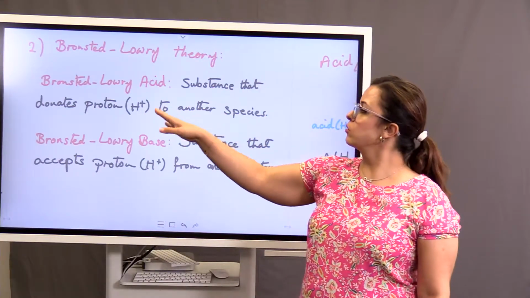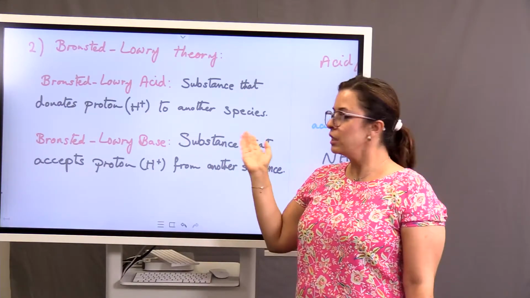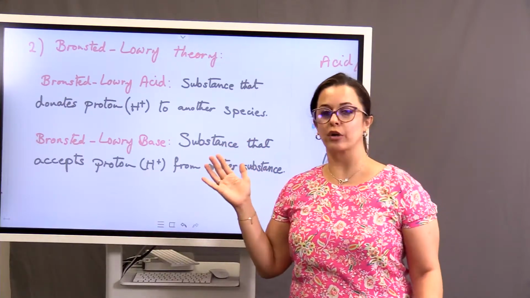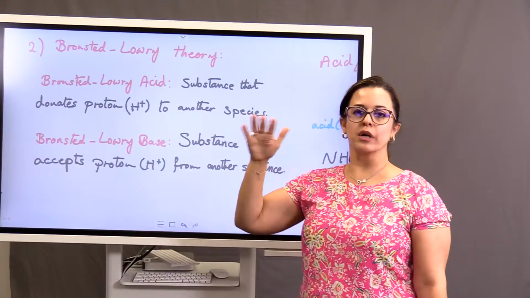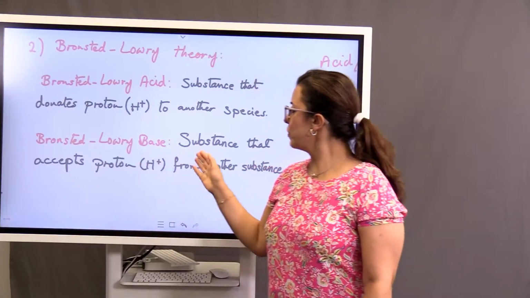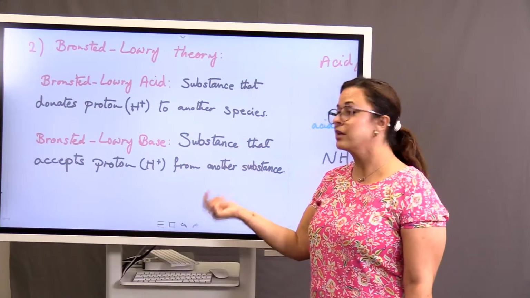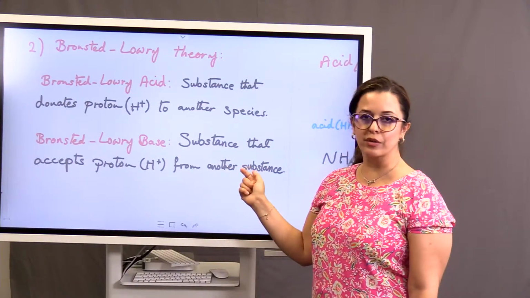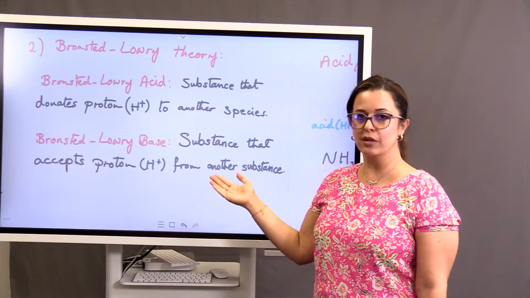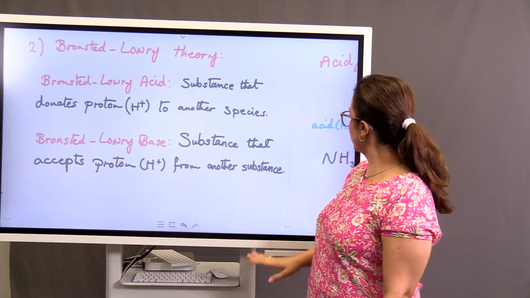So substances that donate a proton to another substance are called acids. So you see, we are not talking about the type of solvent anymore. We don't have the phrase 'when it dissolves in water.' So it makes this theory stronger than Arrhenius theory, right? A Bronsted-Lowry base is a substance that accepts the proton or hydrogen ion from another substance. If we have a donor, we must have an acceptor, right? It's giving and accepting.